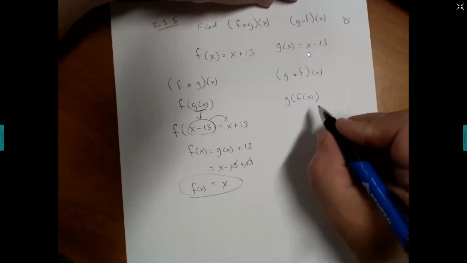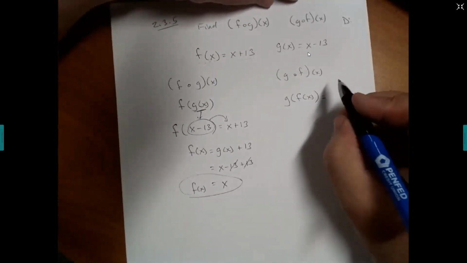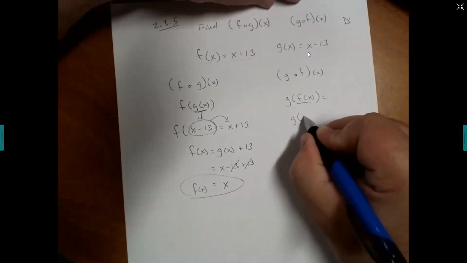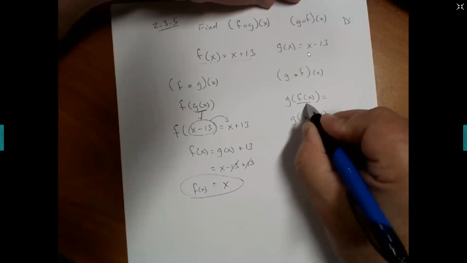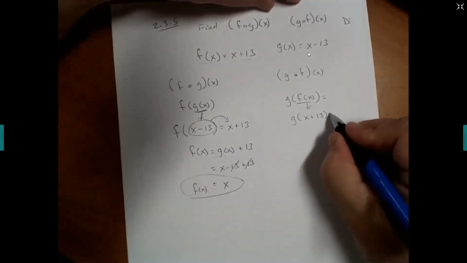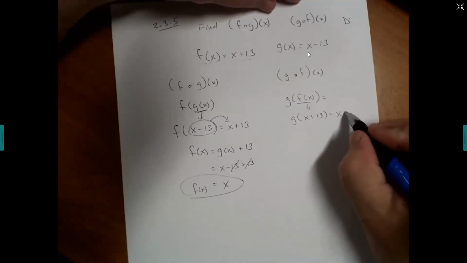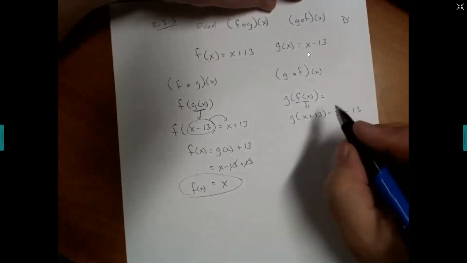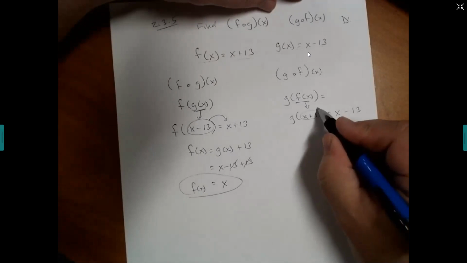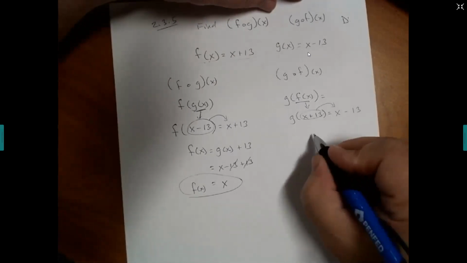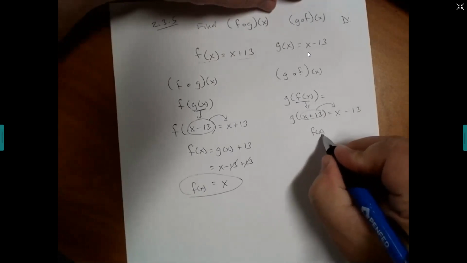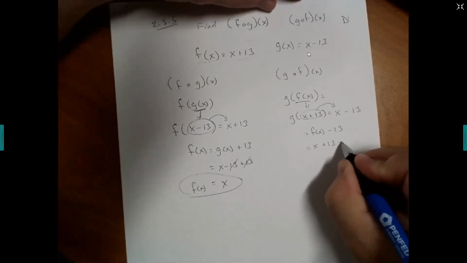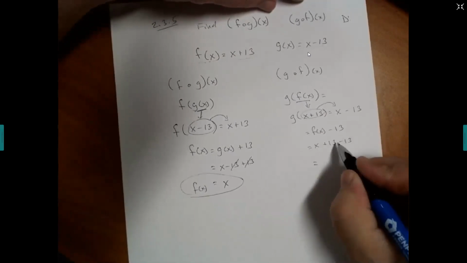And likewise for the other one. What this one's saying is I take whatever f of x is, it's x plus 13, put that inside the parentheses. And the function g is x minus 13. So anywhere I see an x in the equation, I plug in what's inside the parentheses. So that's really f of x minus 13, which is x plus 13 minus 13. The 13s cancel.